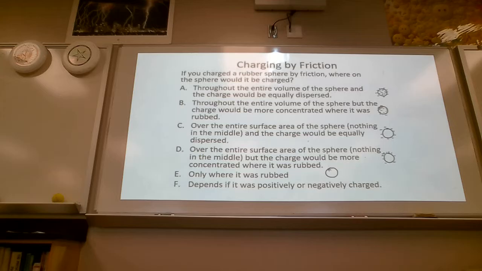Okay. So what would happen if we charged an insulator by friction? Same choices. Correct answer is E. Okay, only where it's rubbed. These guys in here are like, we got a lot of electrons. And all the other guys are like, sorry about your luck, buddy. You're stuck. Good?